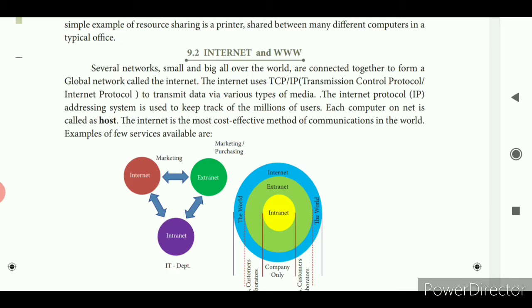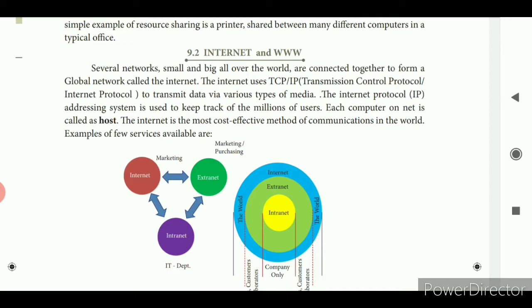So the internet uses two protocols. One is called TCP, another one is called IP. What do you mean by TCP? TCP means transmission control protocol. What do you mean by transmission? Transmission means transferring the data from here to there, from there to here. So the first one is the transmission control protocol. It controls the transfer of data.